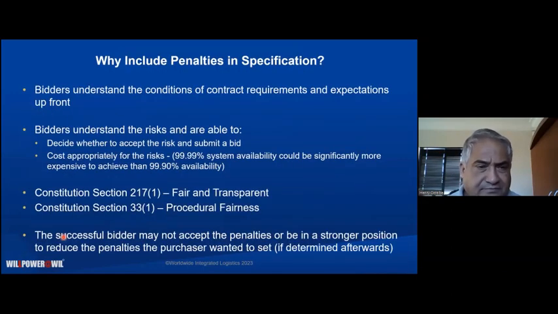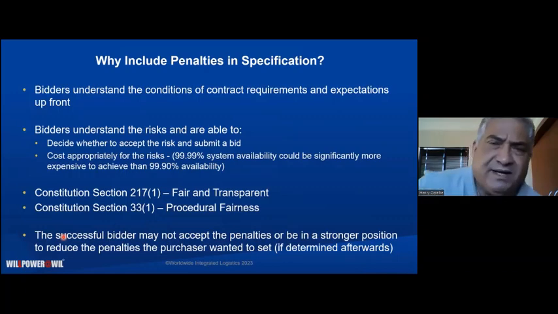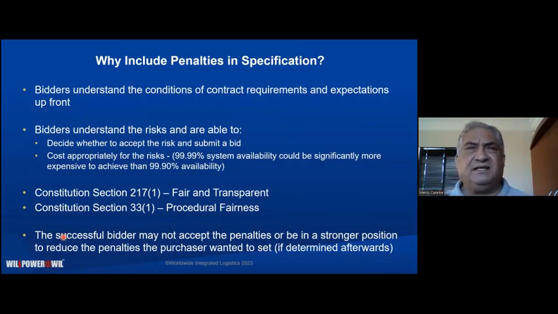Right. So why do we want to include penalties? A lot of institutions say, look, let's get the work done, and once we're into negotiations, let's then figure out the penalties. And that is problematic for various reasons. Firstly, it's important that the bidder understands the contract requirements upfront when you put out that specification. They need to understand the risks. Are they prepared to take the risks? Are they going to bid because they're prepared to accept those risks? And also to make sure that they cost appropriately for the risks.